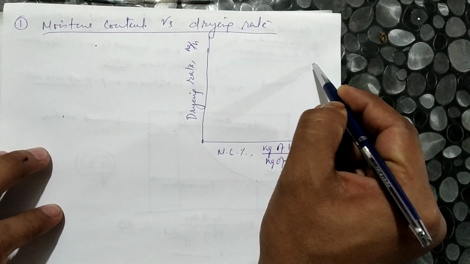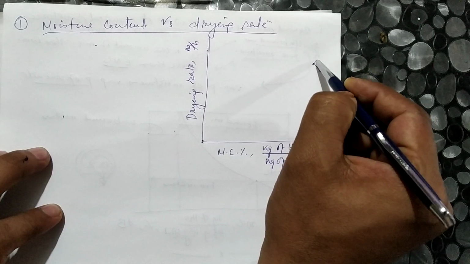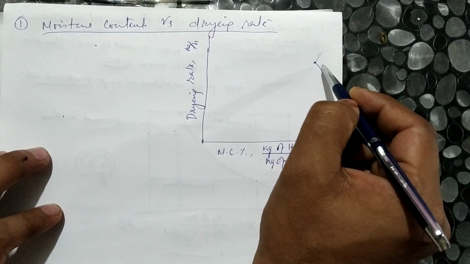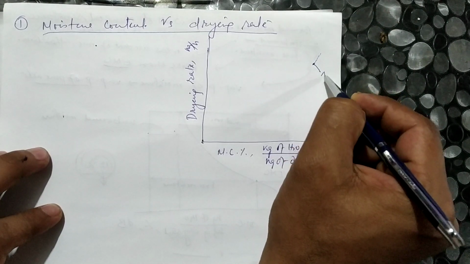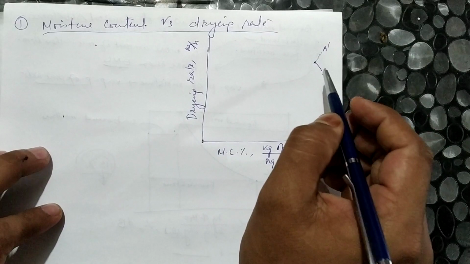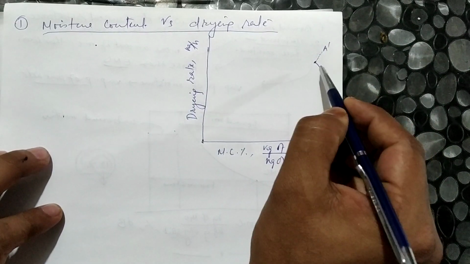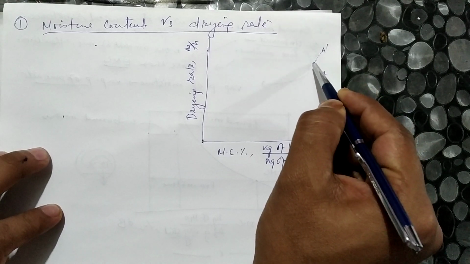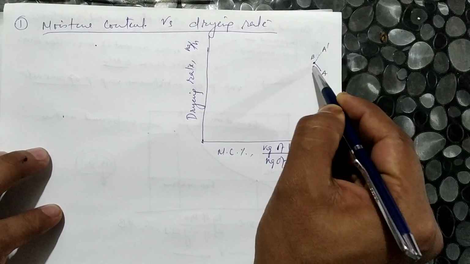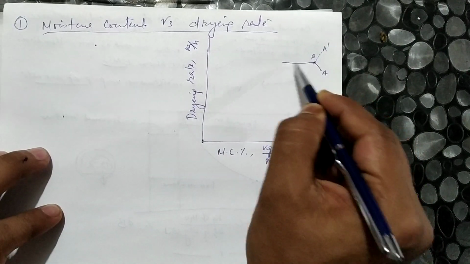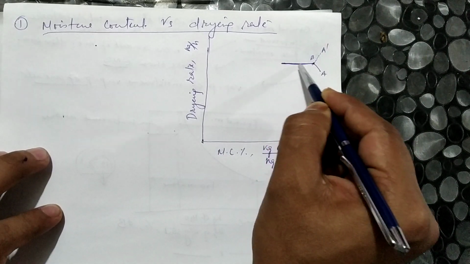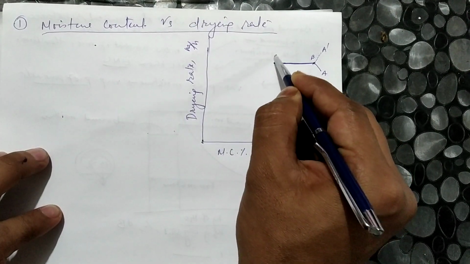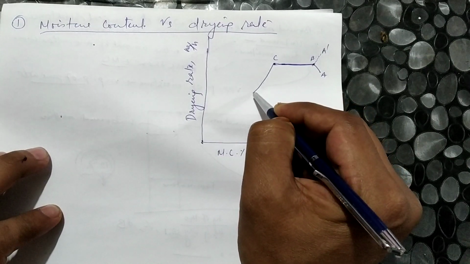Here two conditions may arise. Initially the drying rate may not be uniform. Say this is a point, this A dash, this is also called initial adjustment. It may either increase or decrease the drying rate. After the initial stage, at this point B, there will be a constant drying rate, a straight line. Then after attaining a point C, there will be a fall.